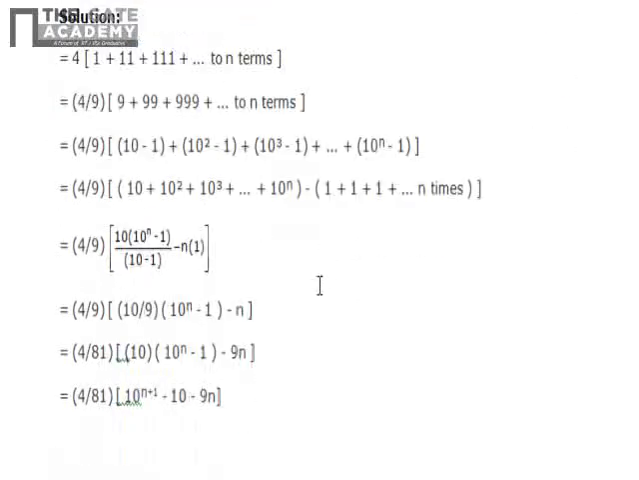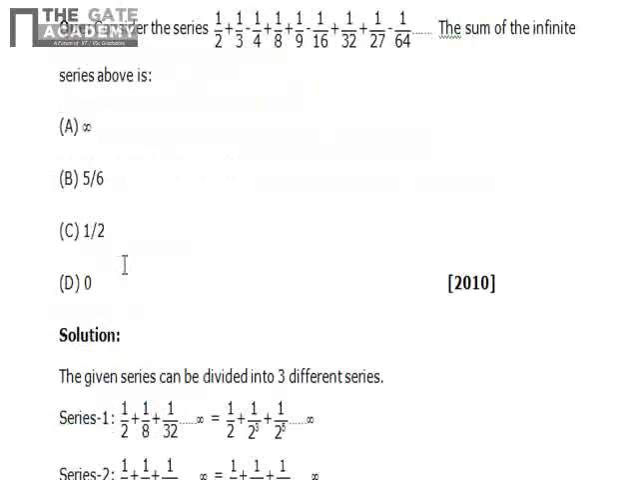You can look at the calculation once again. Now this is the next question, which was asked in the 2010 paper. Consider the series 1 by 2 plus 1 by 3 minus 1 by 4 plus 1 by 8 plus 1 by 9 minus 1 by 16 and so on. The sum of the infinite series above is, remember the word infinite. So we'll have to use the formula for infinite series.